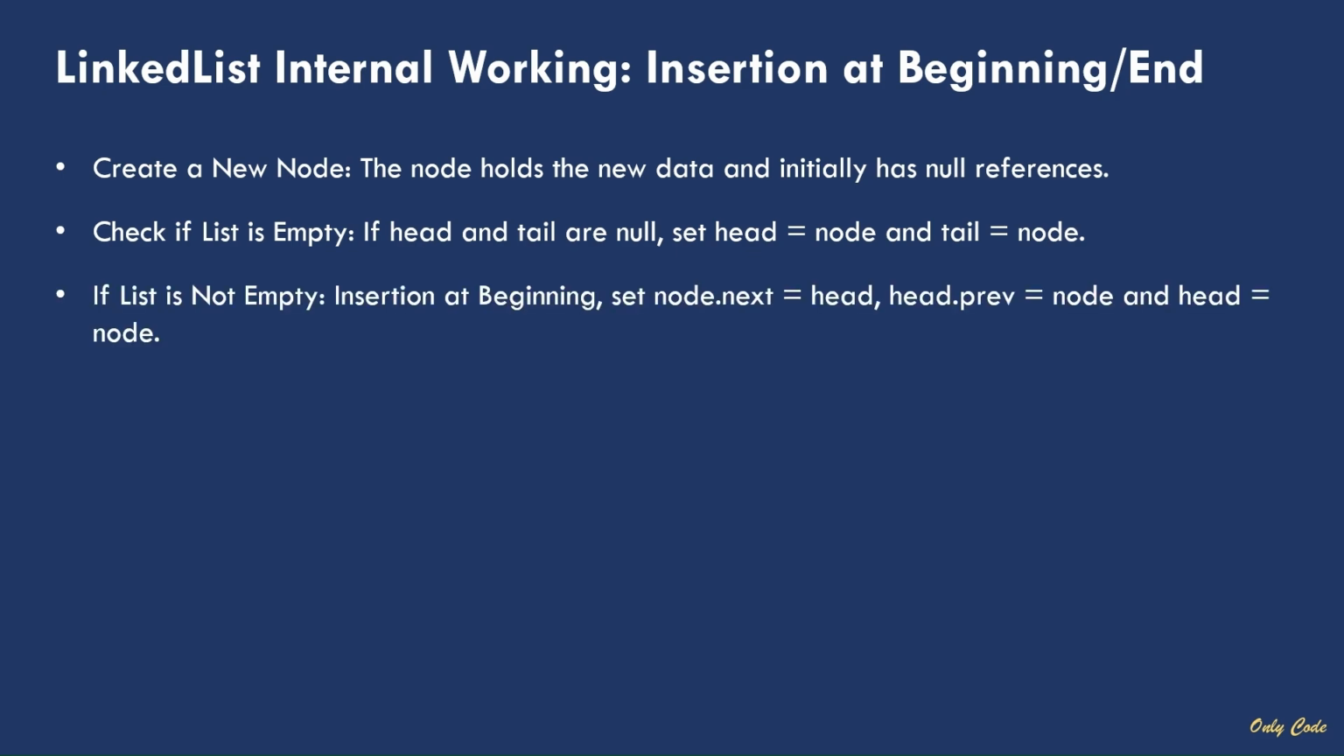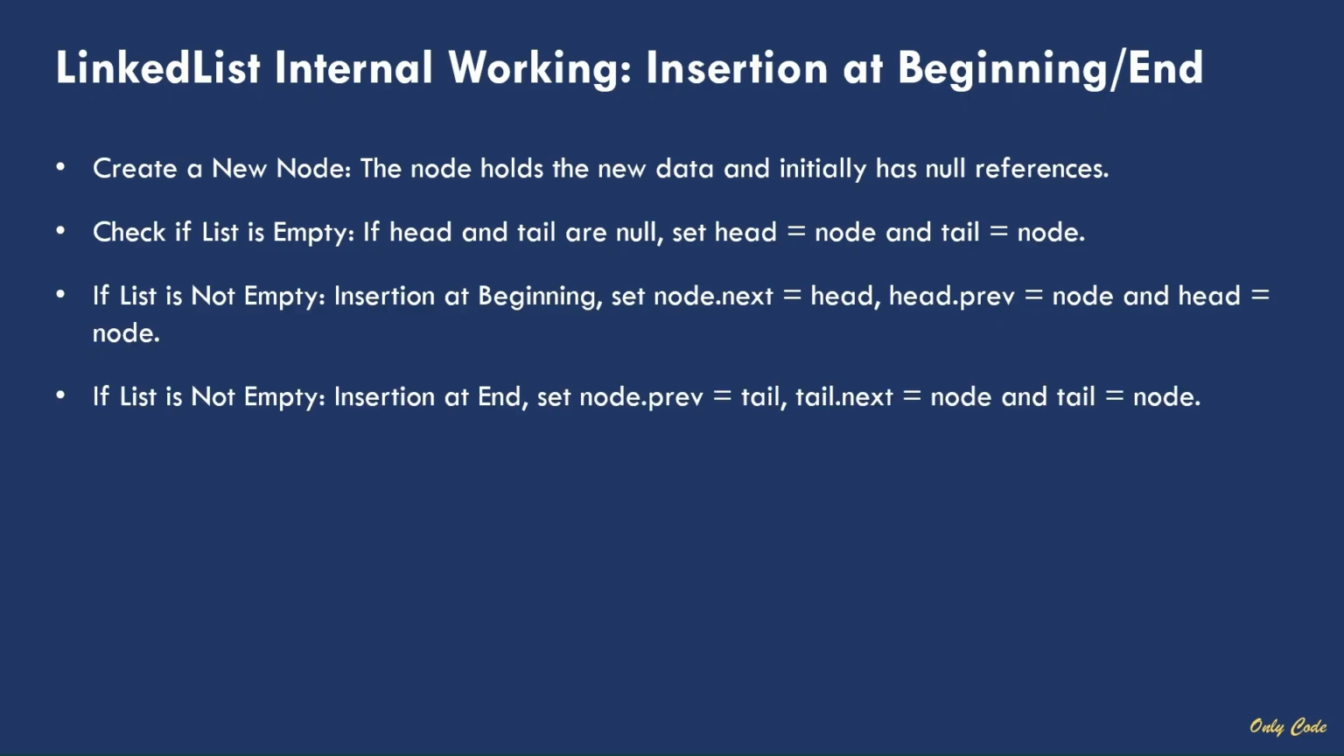If the list already has elements and we want to insert at the beginning, set node.next equals head and head.previous equals node, and update head equals node. This pushes the new node before the current head. If we are inserting at the end, set node.previous equals tail, tail.next equals node, and update tail equals node.